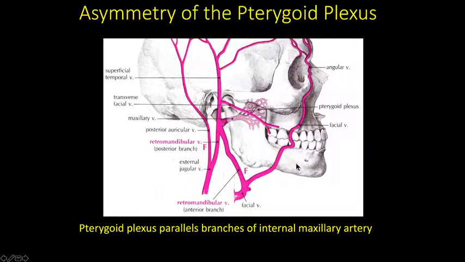So the next mimic I want to discuss is asymmetry of the pterygoid plexus. The pterygoid plexus is the main venous drainage for the masticator space, and it also has connections to the buccal space. These branches more or less parallel the IMAX artery branches. Here I'm indicating it with a circle, and they're eventually going to drain into the facial vein.